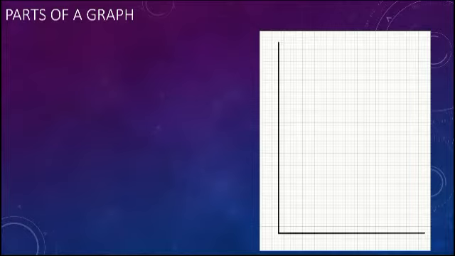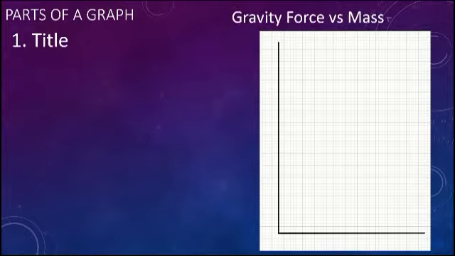So let's start off with the parts of a graph. The first thing that we want to do is title our graph. Now in science, there's a convention that we use. We have the dependent variable versus the independent variable. In our lab, we hung different masses from a spring scale. I was in charge of the mass, so I changed the mass. So that means that the independent variable was the mass.